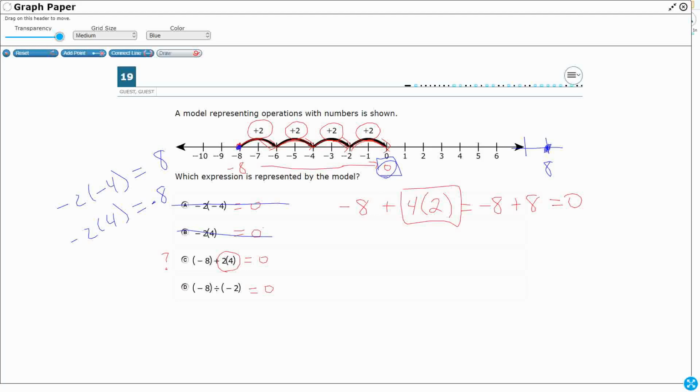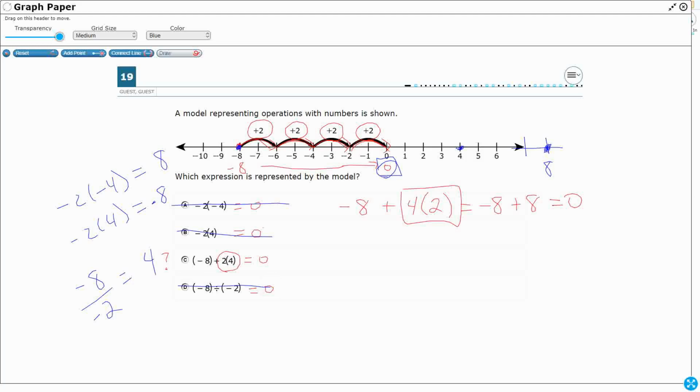Okay, so I've got this -8 divided by, I'm going to make it a fraction, -2. So 8 divided by 2 is 4. A negative divided by a negative makes a positive. So that's going to end me up right here at this 4. -8 divided by -2 gives 4, so that doesn't work either.